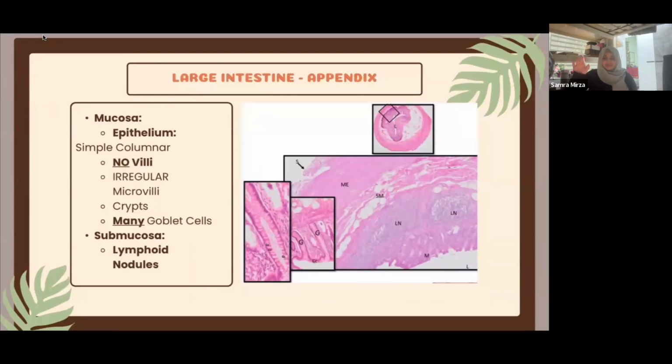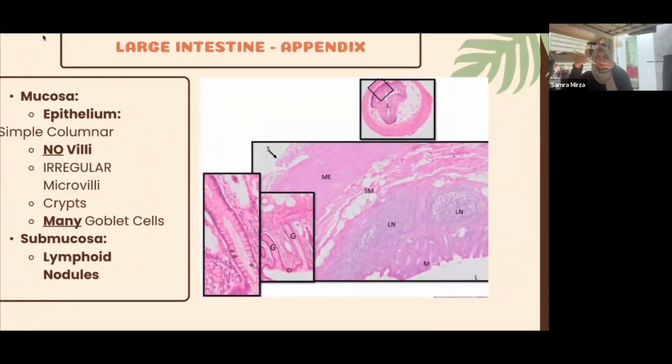Then we begin with the large intestine, and we'll start with the appendix. So the appendix, again, is a little appendage from the cecum itself. So its epithelium is going to be very similar to the large intestine that we'll get into. But the important thing to note is that it has a very large quantity of goblet cells, and the very distinguishing factor for them is lymphoid nodules in the submucosa. So this is our submucosa, and these are the lymphoid nodules that exist in the submucosa.